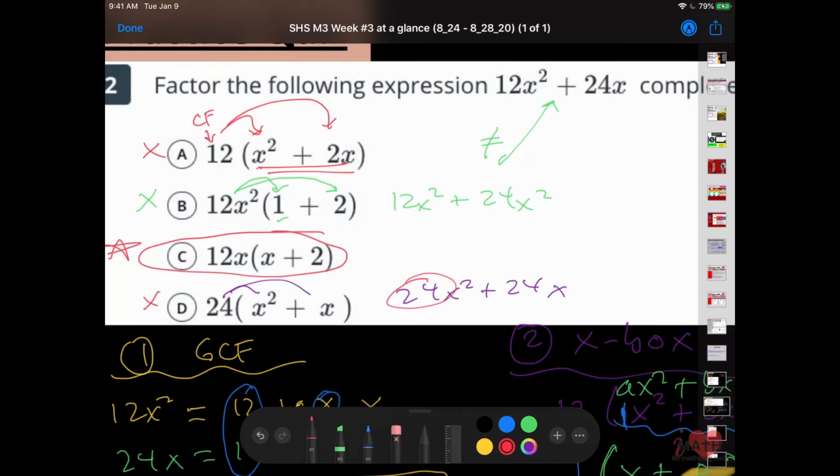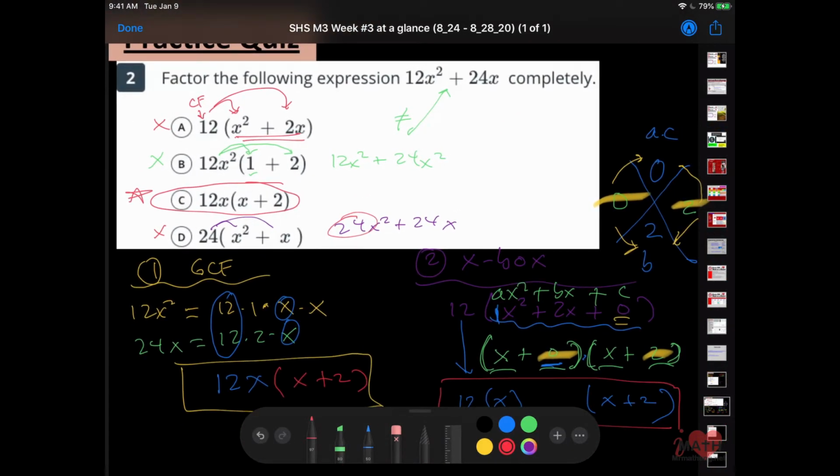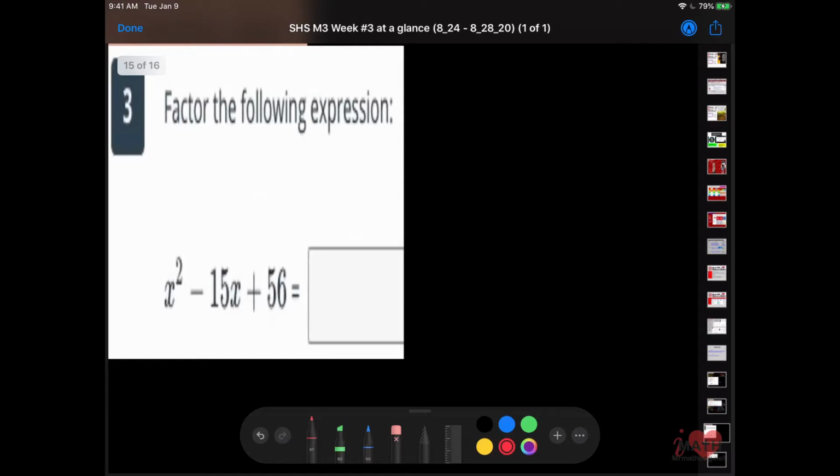Okay, so even in my multiple choice, I'm trying to show you guys there's multiple ways, and I even went through each of the choices why it's wrong. Why A, B, and D are wrong, and why C is correct. Let's go to question number 3.